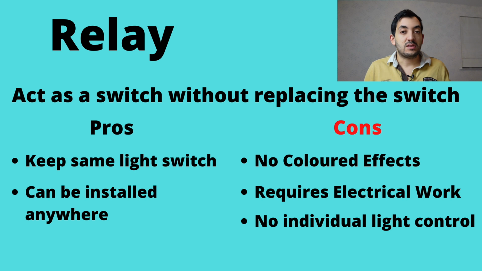Then again, in terms of the downsides, you do have electrical work involved, and as with switches, you can't control lights individually. So if you have three lights, for example, on one single switch with bulbs, you can control the bulbs individually. So you can turn one off and keep two on, but you can't do that with switches and relays. It's either all on or all off, unless you also use bulbs in combination and some automations.